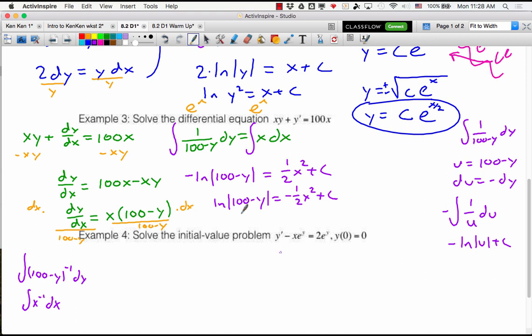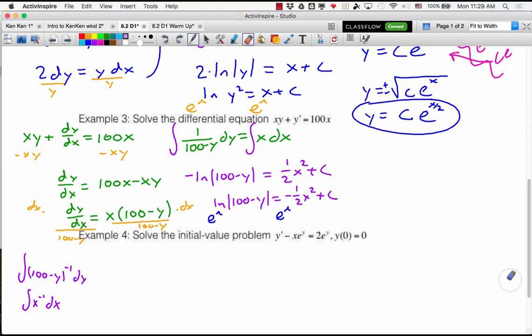So anyway, where do I go from here? Can we exponentiate? I'm going to erase over here because you guys already saw that. So what color am I working on? Okay, so we get 100 minus y equals, what's over here? How about C e to the negative 1/2 x squared?